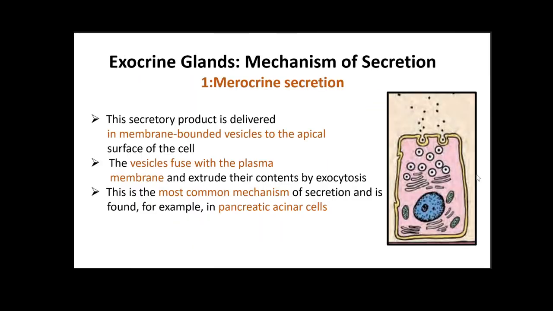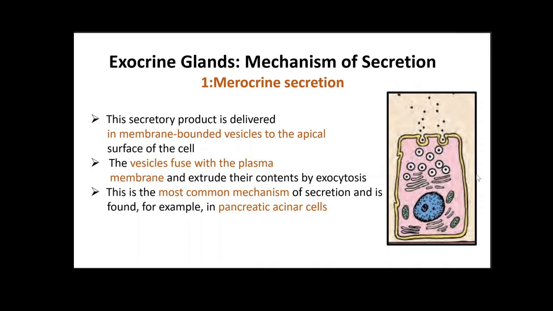Now, how do the exocrine glands secrete? There are different mechanisms of secretion. The first one is called merocrine secretion. The secretory product is delivered in a membrane-bound vesicle to the apical surface. The contents are packaged in a vesicle with a membrane and shipped to the apical part, where it joins the cell membrane and releases the contents outside. The vesicle fuses with the membrane, and the process is called exocytosis. This is the most common release mechanism for exocrine glands.